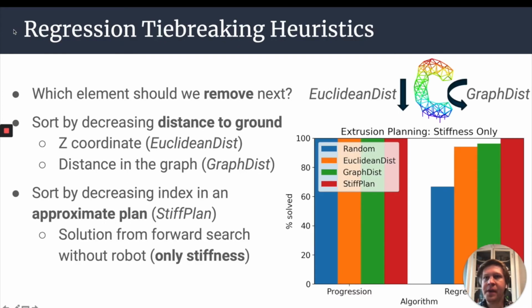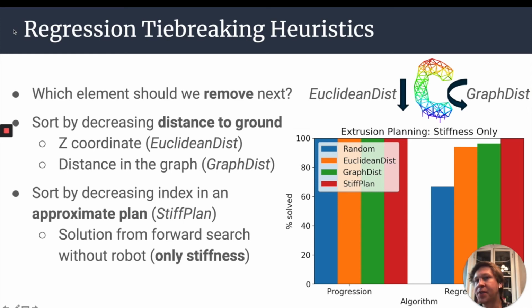We then wondered if we could bias the regression search to prioritize decisions that would enable the structures to maintain their stiffness properties. One thing we could do is consider the elements in an order determined by a heuristic. Intuitively, we might want to prioritize removing the elements that are furthest from ground first. Here, the distance from ground can correspond to the z-coordinate of an element or even the distance from ground to the graph of the structure itself.